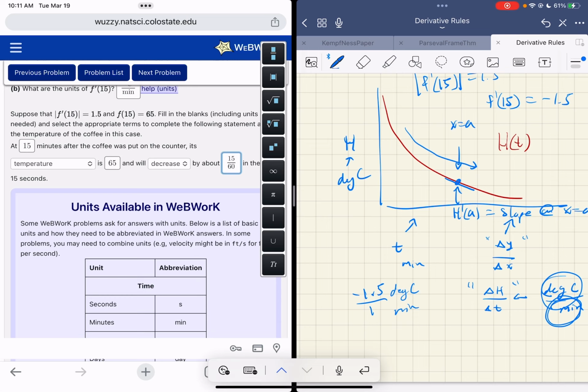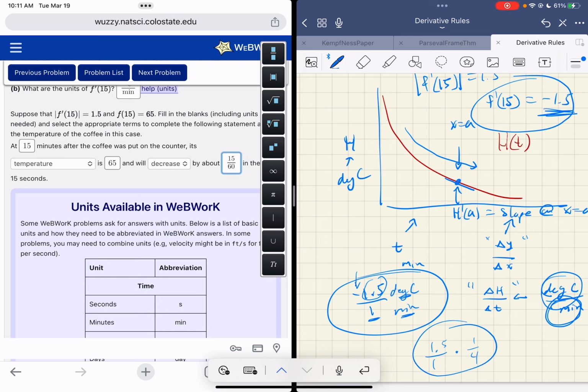Okay, here I'm using this fact. I'm using the fact derivative at 15 minutes is negative 1.5. And this negative 1.5 suppresses units. But if we include the units, it looks like this. So now, for each minute, the temperature drops by 1.5 degrees Celsius. Okay, well, I didn't do a full minute. What I did was a quarter of a minute.